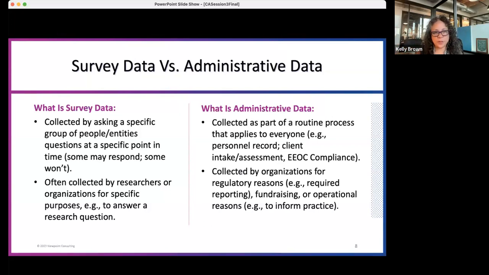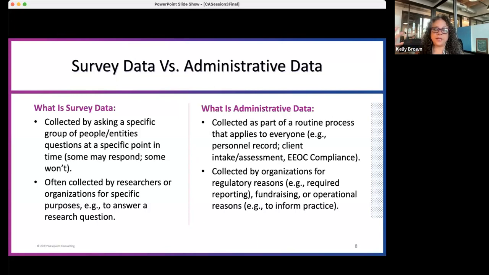We've all done surveys. We've all responded to surveys, and it's data that is collected by asking a specific group of people some specific questions at a specific point in time. And when you do that, some people will respond and some won't. It's really important to understand that when you send out a survey, you'll get a response rate. You almost never get a 100% response rate. We'll get into more detail about sampling, but unless you've done a lot of work to understand the population beneath who you're sending the survey to, it really is only data on the people who responded to the survey. It's often collected by researchers or organizations for a specific purpose and to ask a specific question.